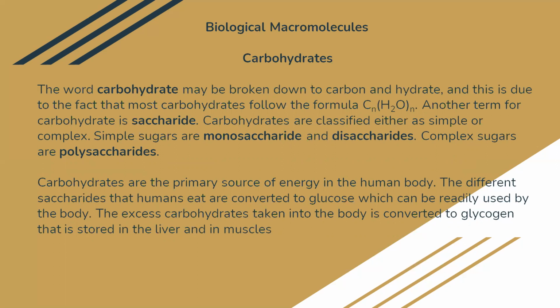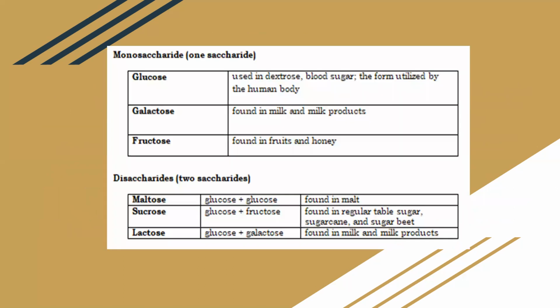Simple sugars are monosaccharides and disaccharides. Complex sugars are polysaccharides. Carbohydrates are the primary source of energy in the human body. The different saccharides that humans eat are converted to glucose, which can be readily used by the body. So the excess carbohydrates taken into the body is converted to glycogen that is stored in the liver and in muscles. So the monosaccharides, or one saccharide, we have glucose, galactose, and fructose.